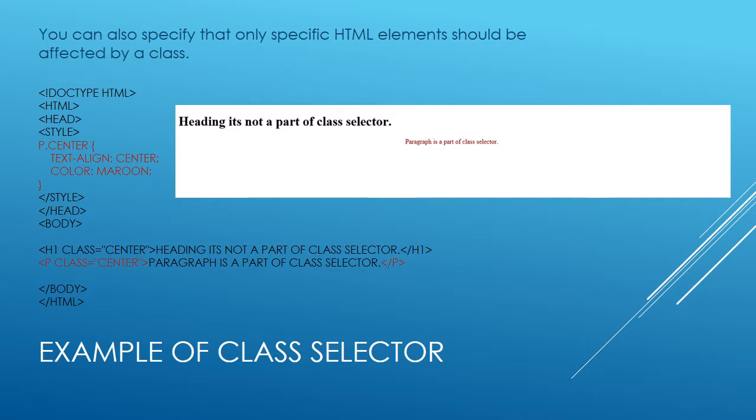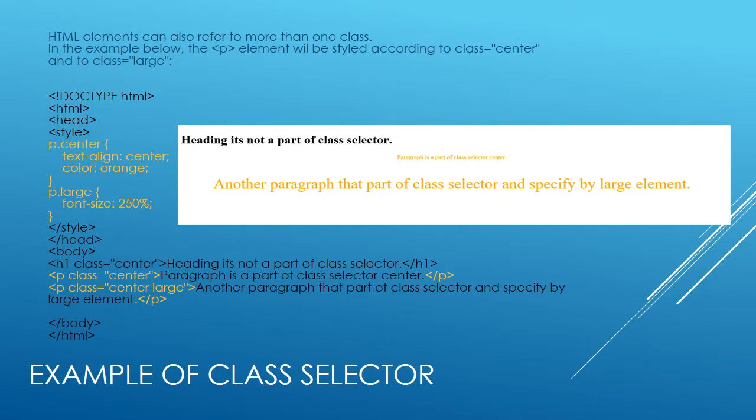You can also specify that only specific HTML elements should be affected by a class. HTML elements can also refer to more than one class. In the example below, the P element will be styled according to class equals center and to class equals large.